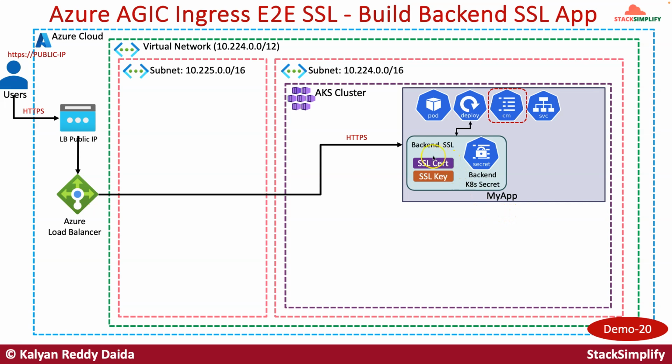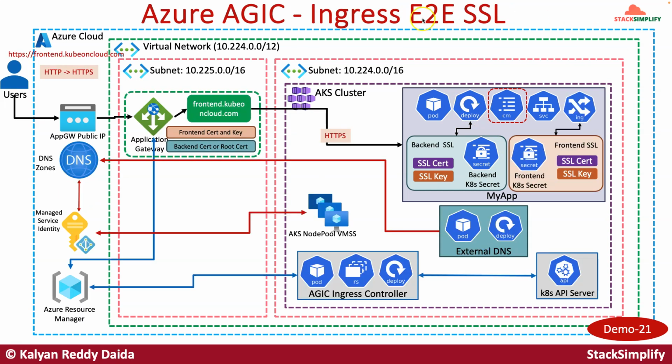So there we will create an SSL certificate and SSL key for the backend application, create a backend Kubernetes secret, and associate that in our Kubernetes deployment. After that, we are going to implement end-to-end SSL as part of demo 21.